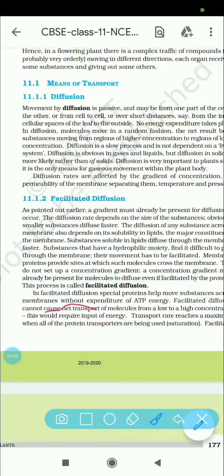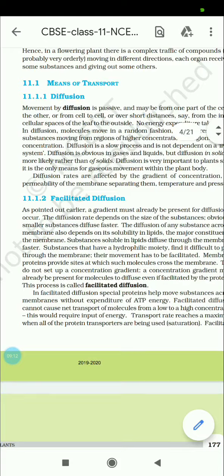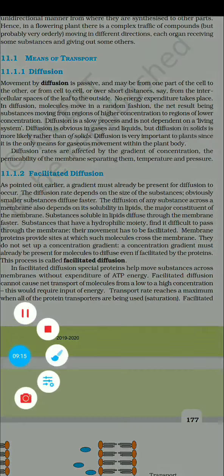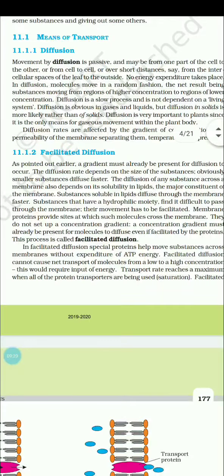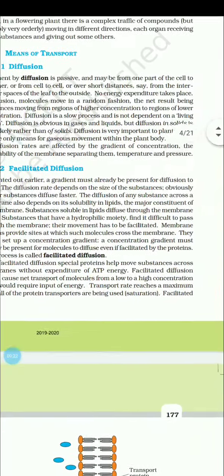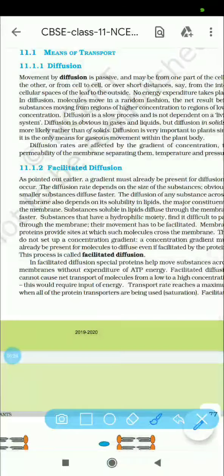It is basically based on the principles of chemistry and physics, as you know. So it is not dependent on a living system. You should note that down. As you know, gases can diffuse very fast, while liquids will be the second best and solids will be last, or they may rather not diffuse. Diffusion is very important for gaseous movement in plants.